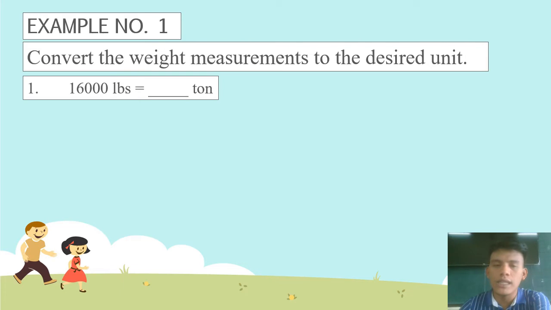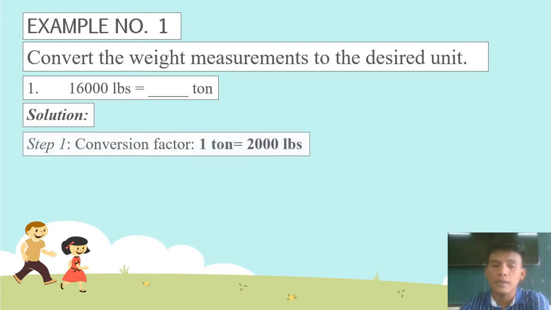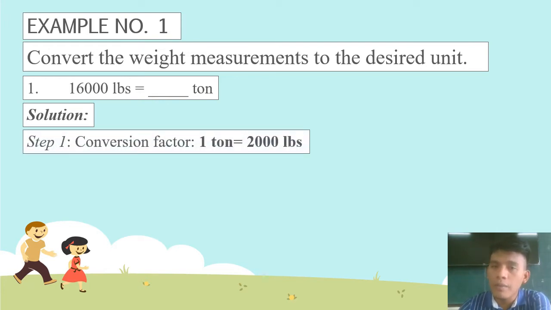16,000 pounds is equal to how many tons? Again, 16,000 pounds is how many tons? Solution. Remember, 1 ton is equal to 2,000 pounds.